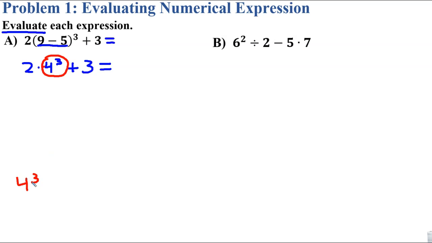Now, 4 to the third means 4 times itself 3 times. So 4 times 4 times 4. Now, you can plug that into your calculator as 4 to the third, or you could go 4 times 4 times 4. Either way, we get a 64 out of that. So I can rewrite this expression again as 2 times 64 plus 3.